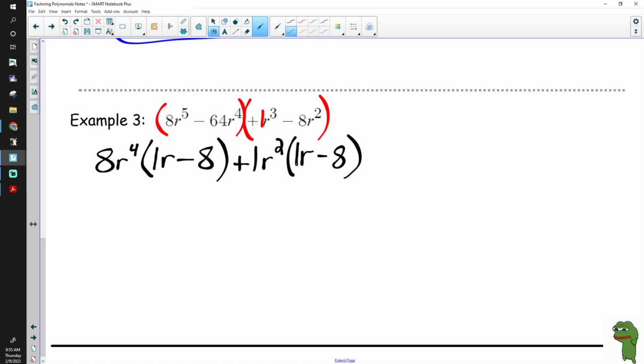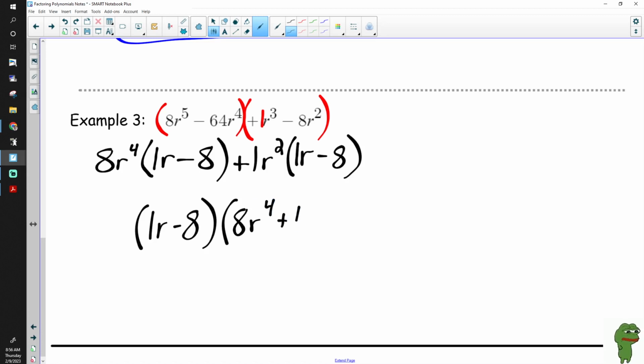Since those are exactly the same, we can factor it out and put it out front. And what's left over is 8r to the 4th and a 1r to the 2nd. This one's got some tricks in it. Now we're done grouping, but we're going to have to take a look at this. Now, any ideas what we can do with this?